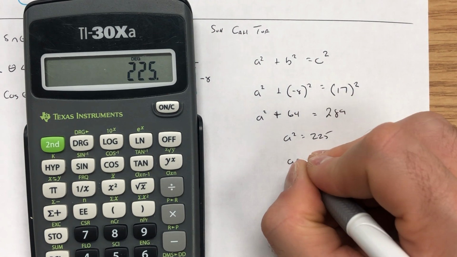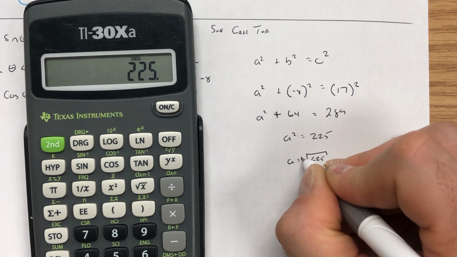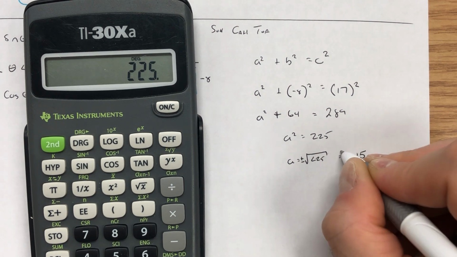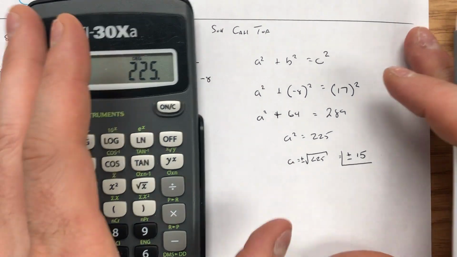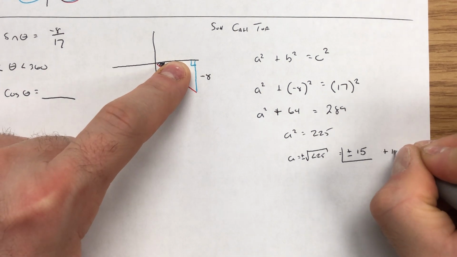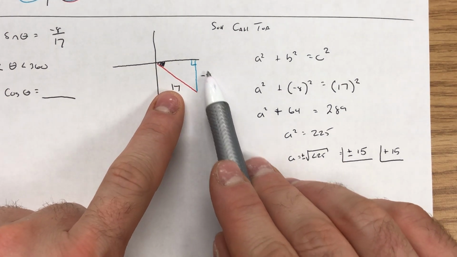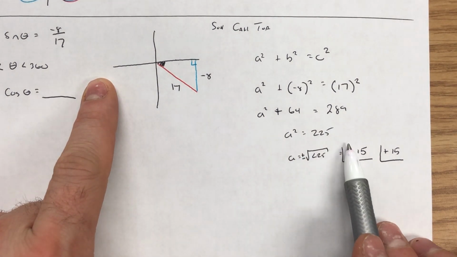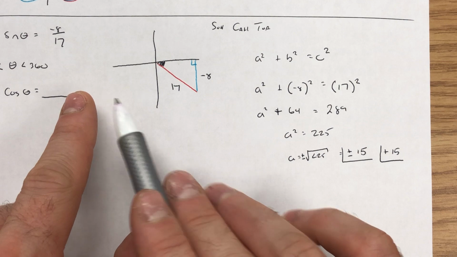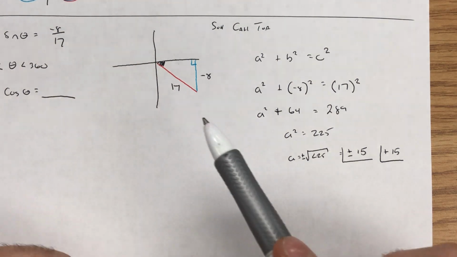And here I know a is going to be equal to the square root of 225, positive or negative 15. Now here's the kicker: that positive or negative 15 depends on where it's located. In this case, I know it's going to be a positive 15, because my x value right here is positive. This same triangle could exist over in this quadrant, which is why when we take the square root, we always take a positive or negative, because I don't know where exactly that triangle lies. Over here, or over here. They'll both have a radius of 17. They'll both have a y value of -8. This one's a positive. This one's a negative.